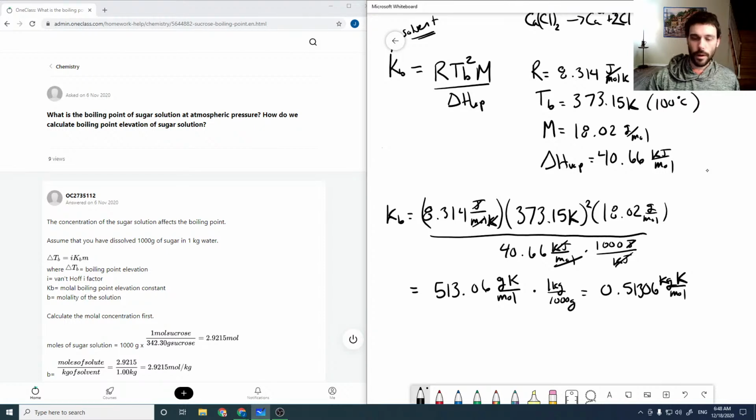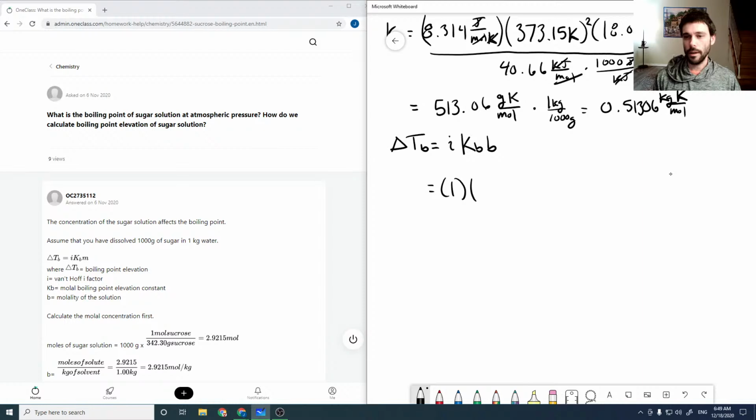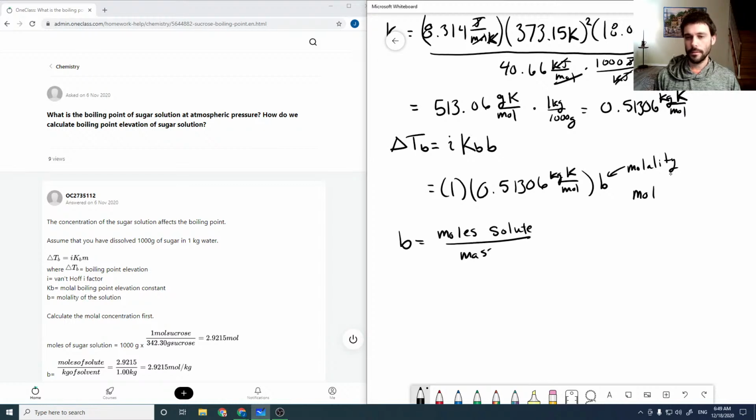And now if we return to our temperature change equation, then we have pretty much all the factors you would need for a sugar solution. So our delta TB is going to be, just rewriting it, i Kb b, which is just 1 times 0.51306 kilogram Kelvin per mole times b. Now b is the molality, which is in moles, I guess I'll write it here actually. It's the moles of solute over the mass of solvent.